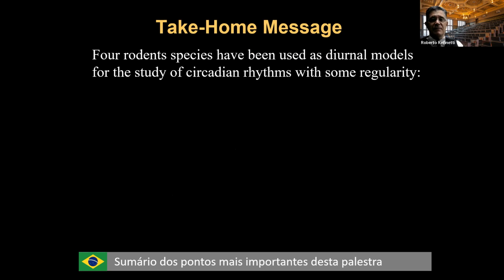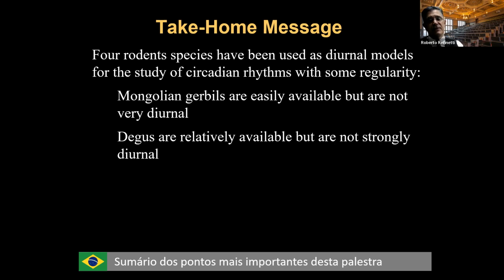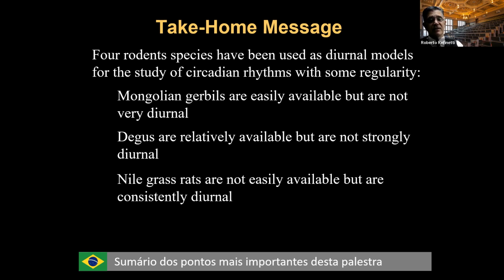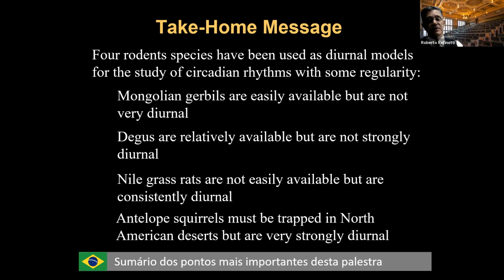Four rodent species have been used as diurnal models for the study of circadian rhythms with some regularity, and they were the Mongolian gerbils. They are easily available, but are not very diurnal. Degus are relatively available, but are not strongly diurnal. Nile grass rats are not easily available, but are consistently diurnal. And antelope squirrels must be trapped in North American deserts, but are very strongly diurnal.